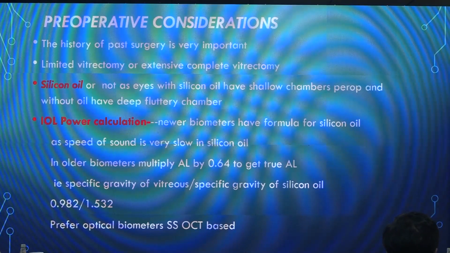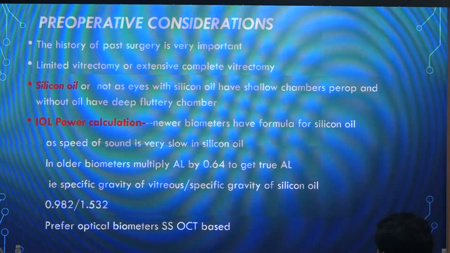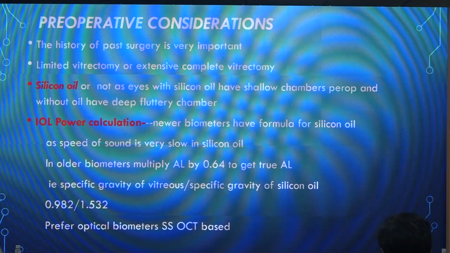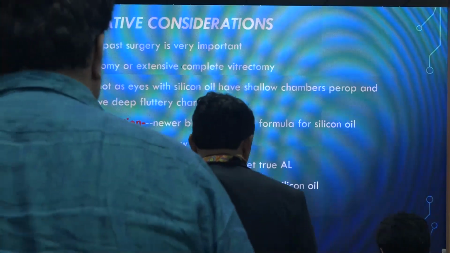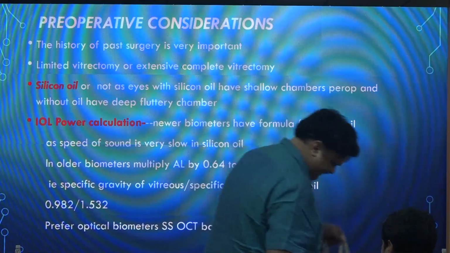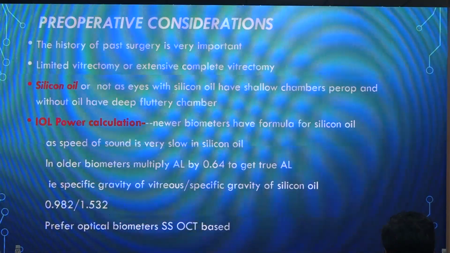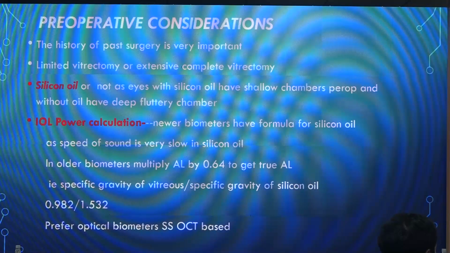Then coming to IOL power calculation. Though we know that the newer biometers have formulas for silicone oil, we have to know and understand that the speed of sound is very slow in silicone oil. In older biometers, we have to multiply the axial length by 0.64 to get the true axial length, because of the specific gravity of silicone oil, 0.982 by 1.532. And we have to prefer optical biometers, especially swept source OCT based, if we have access to that.